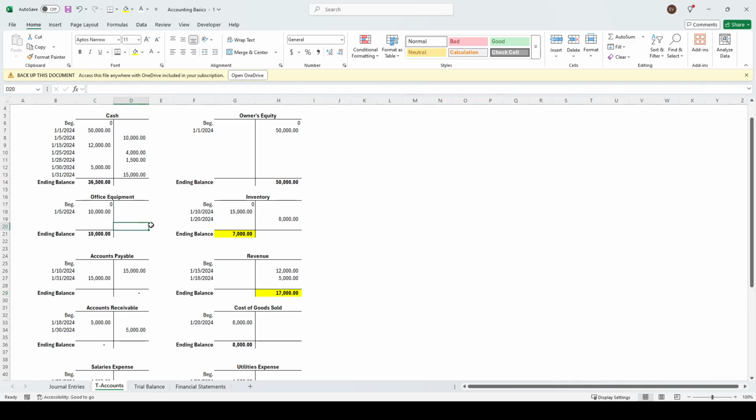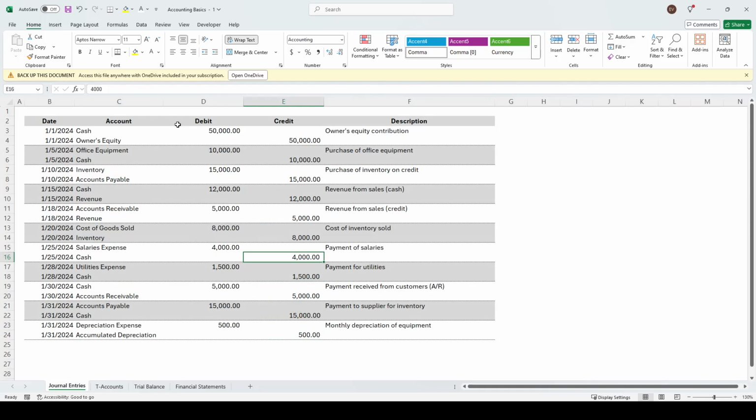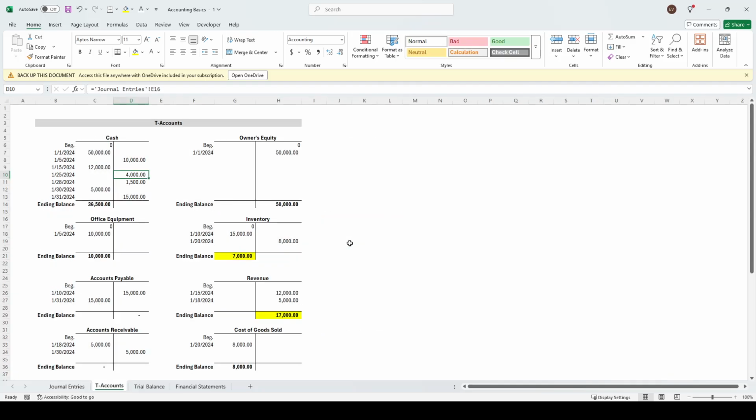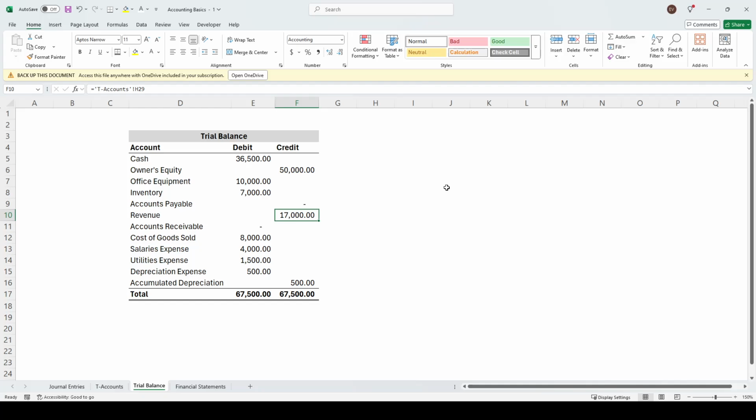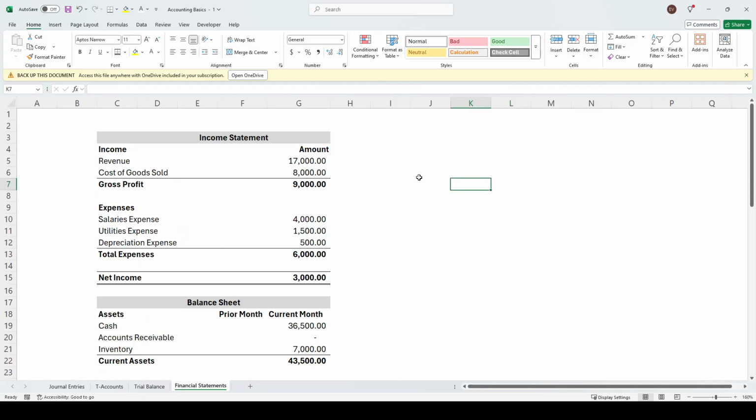And if you look at the T accounts, these are also connected to the journal entries, and so that's how we're able to slowly, gradually build our financial statements, by starting with our journal entries, moving over to our T accounts, and our trial balance. So now that we have our trial balance, we can now finish our financial statements. So we will start off by creating an income statement.